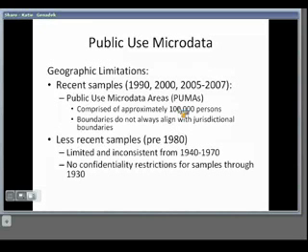Again, mainly for this discussion, we're going to be working with newer samples, but there are no confidentiality restrictions for the samples through 1930, so we do have all of the geographic information available for those samples.